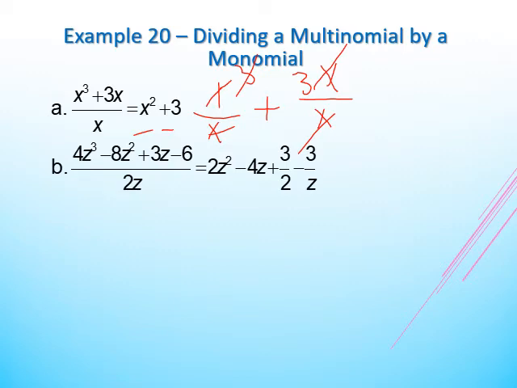Part B is 4z to the power 3 minus 8z to the power 2 plus 3z minus 6 all over 2z. So we will eliminate each term in the numerator with the same in the denominator. Like this, 4z to the power 3 over 2z equals 2z squared, minus 8z squared over 2z equals minus 4z, plus 3z over 2z equals 3 over 2, and finally minus 6 over 2z equals minus 3 over z.